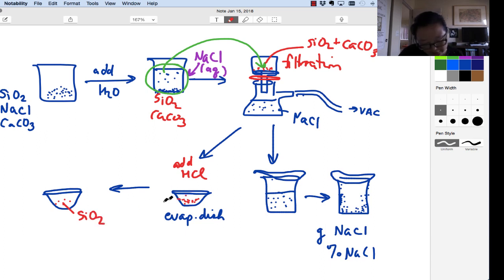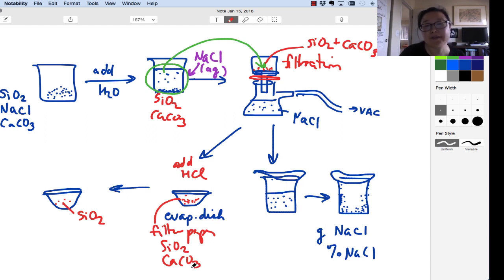Okay, so before you had the filter paper, you had the silicon dioxide solid, you had the calcium carbonate solid, you had everything as before except for the NaCl, which we separated out. Here we're adding acid. The CaCO3 will react with the acid and turn into other stuff, which you'll learn more about those chemical reactions later in the quarter. We're going to be left with just the silicon dioxide solid, but we're still going to have a lot of those liquids with the calcium carbonate products.